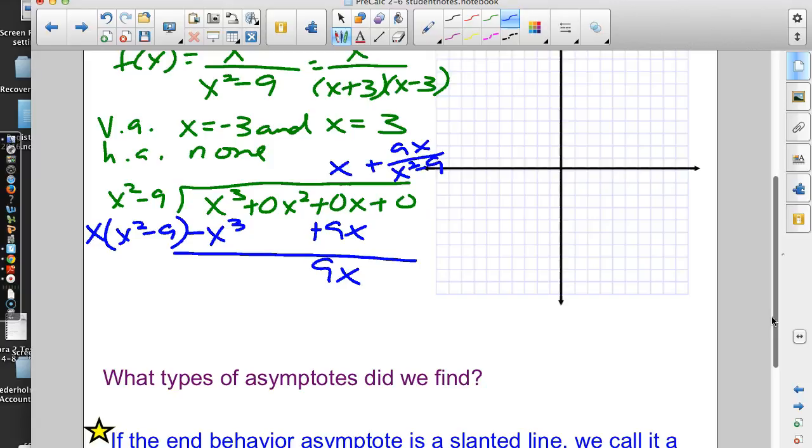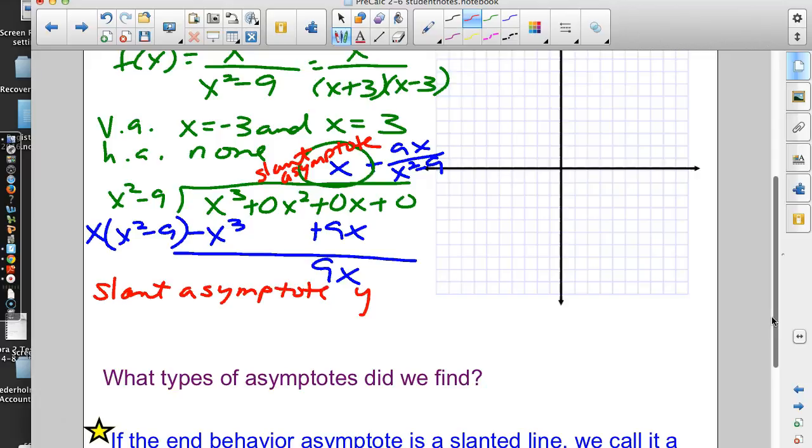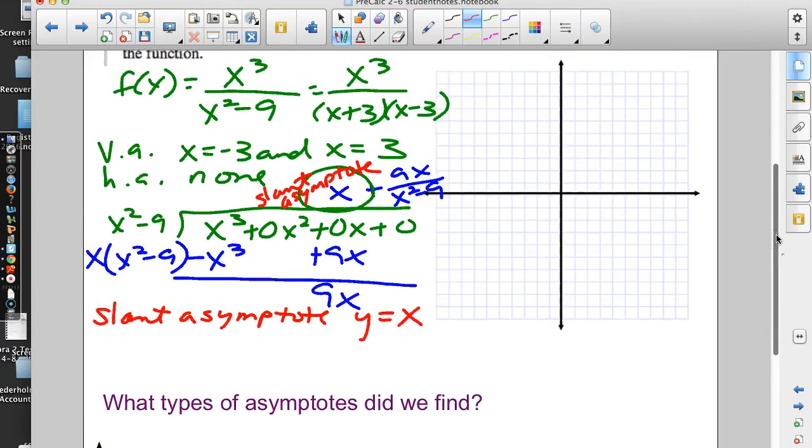Right there. So what does that mean to us? Well, ignoring the remainder, this will be a slant asymptote. So look at that. Well, it's just x. What is that? It's the line y equals x. So we have a slant asymptote at y equals x. So let's just go ahead and get all the asymptotes we have so far. We've got the two verticals, and then we have the slant.